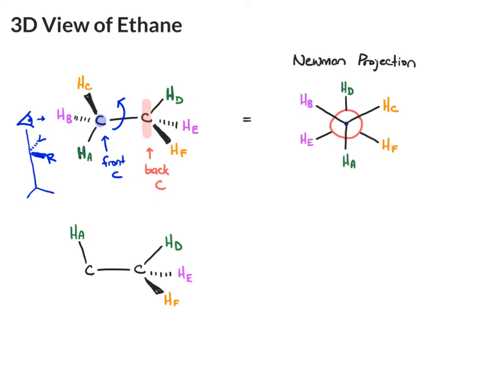And now think about how that rotation affects the other two groups. So if I rotate this up 180 degrees, that's going to bring hydrogen B out and to the front. That's going to rotate hydrogen C here into the back. So now let's draw those in.